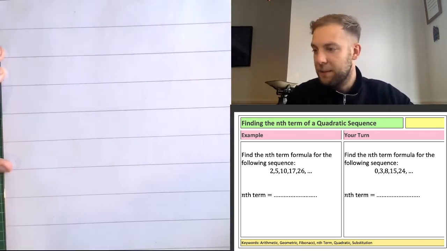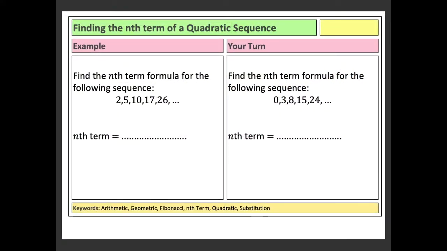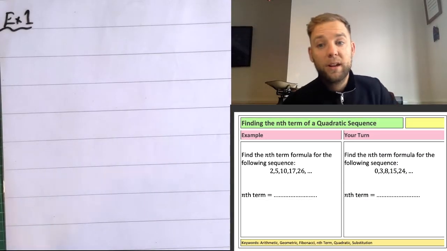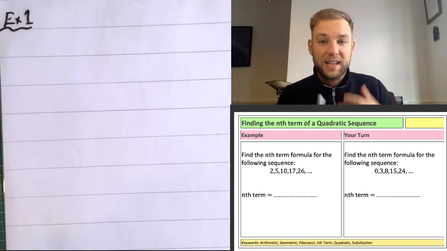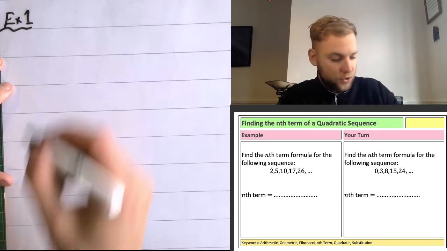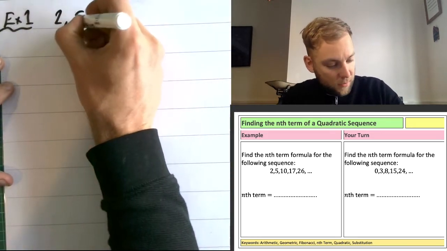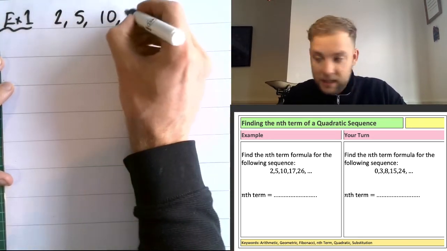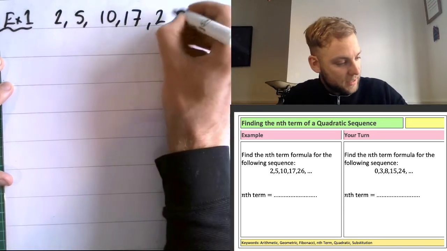So let's make it big so you can see it. So example 1. Now there is a slightly different technique with this one here. With this one, you've got to find something called the second difference, and you'll see what I mean by that in a second. So here we've got our sequence, which is 2, 5, 10, 17, and 26.